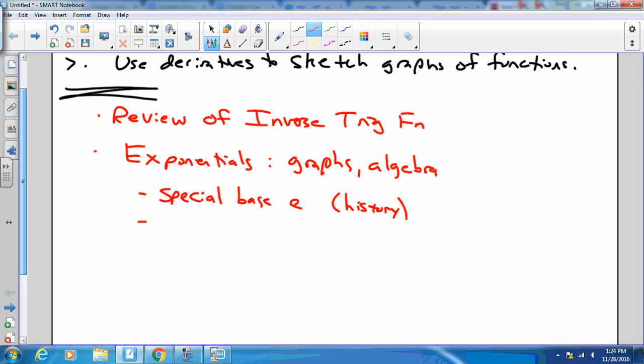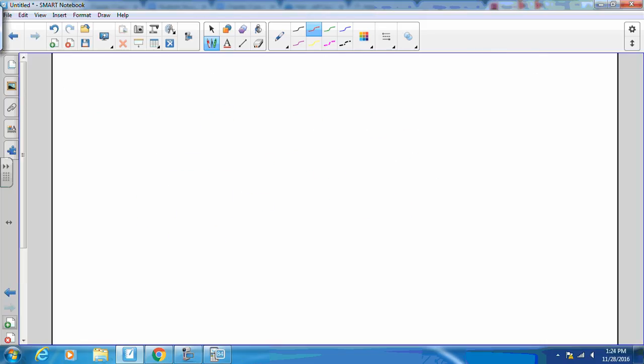But whether we do or not, we are going to then focus on e to the x, and in particular, we're going to try to end the day with a derivative rule for the exponential e to the x. Okay? That's our plan. Question? Okay. Good. All right, well, let's do a review of the inverse trig functions.